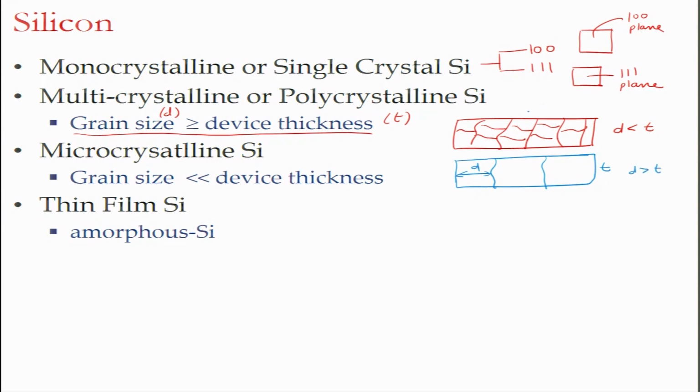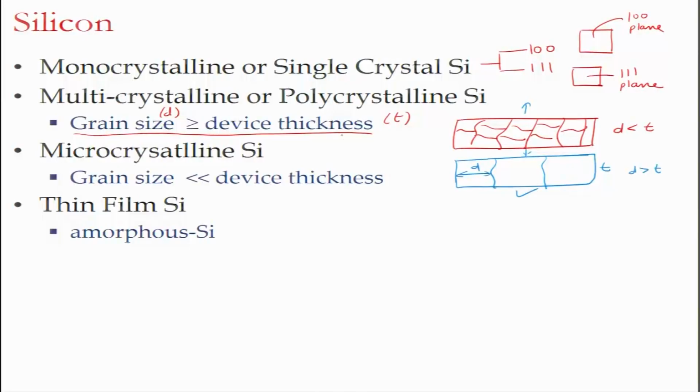So, when the carriers move up and down, they do not encounter too many grain boundaries. In this case, when the carriers move here and there, they will find these grain boundaries which will trap the charges. Whereas, in this case, there are fewer grain boundaries to encounter, only vertical grain boundaries, so the charges do not face the grain boundaries, and as a result they do not get trapped. So, this is a better design. That is why grain size is larger than the device thickness. In this case, the grain size is smaller than the device thickness.